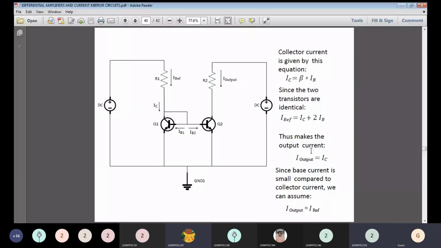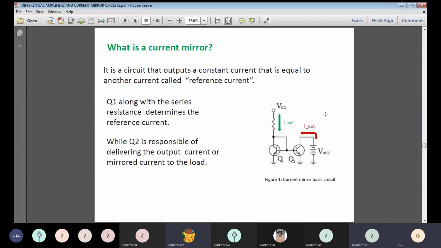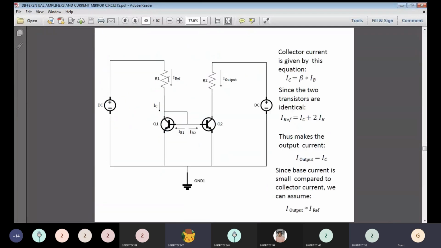So this is the equivalent circuit for the current mirror circuit. Here it is mentioned with a green indication and a red indication. The green indication is the reference current and the red indication is the collector current, that is, the output current. That is mentioned here across the resistor R1 and across the resistor R2.